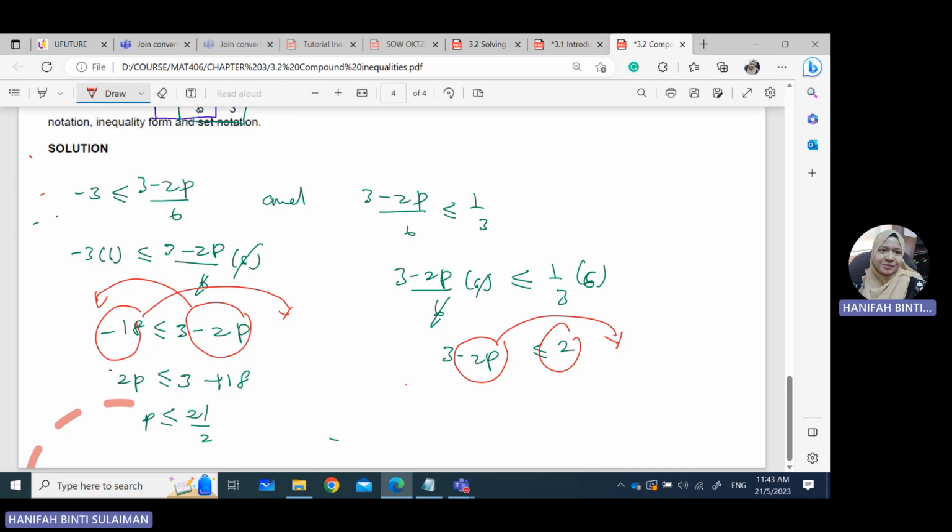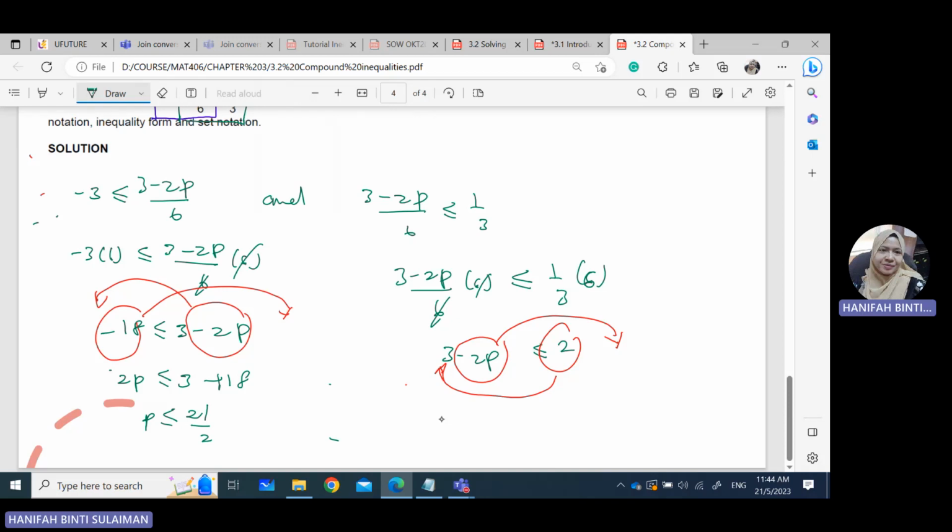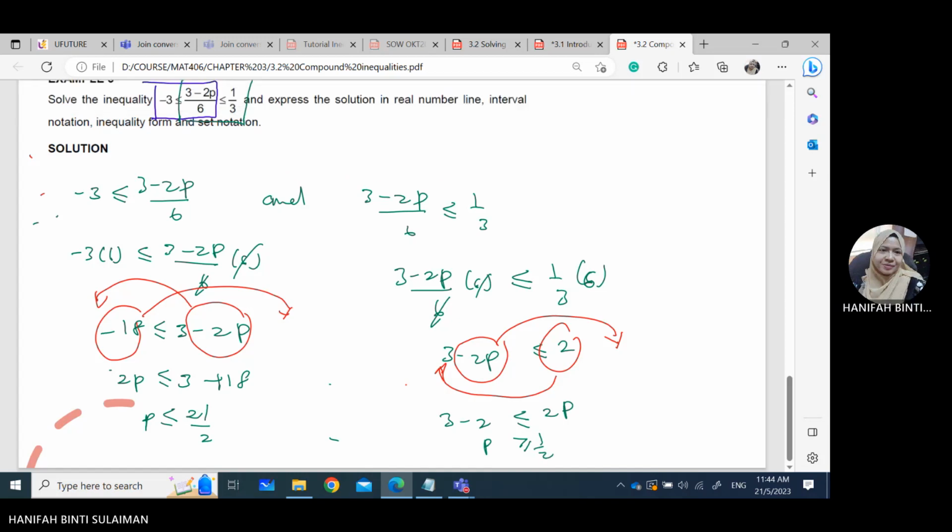Jadi buat tadi tu. This one. This one bila ke sebelah sini. Faham lah ya. So 3 minus 2 less than or equal to 2P. So P greater than or equal to 1 over 2. Dapat tak? P greater than or equal to 1 over 2.